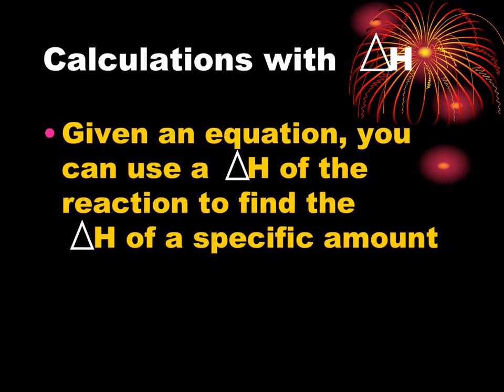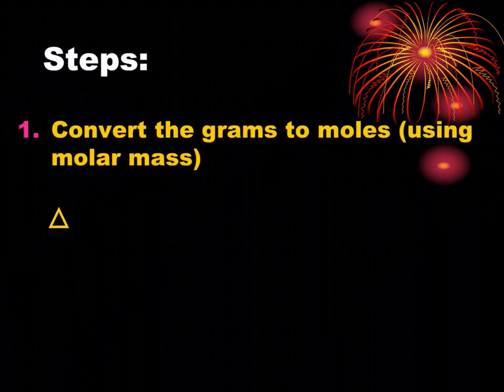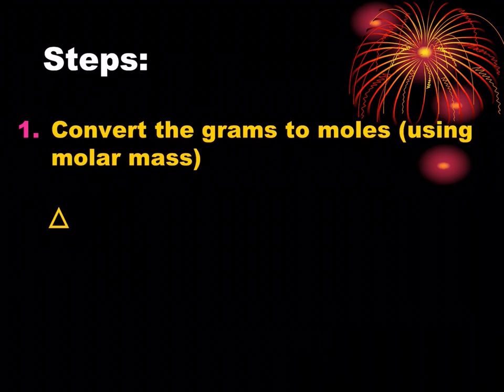Pretty easy though, these steps. It kind of looks like stoichiometry, except our stoichiometry problems were always 3 steps long. These are only going to be 2 steps long, but we're still going to need to do some conversions with moles, and we're going to need to use a balanced equation. So always make sure that your equation is balanced. So it says here, given an equation, you can use the delta H of the reaction to find the delta H of a specific amount. So really what happens is you're going to be given this delta H value, and it's going to tell you how much energy was released basically per however many moles are in the reaction.